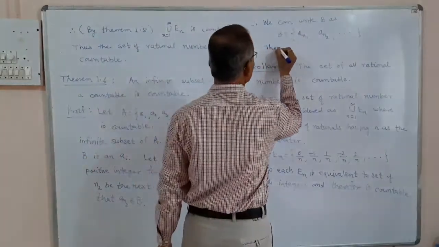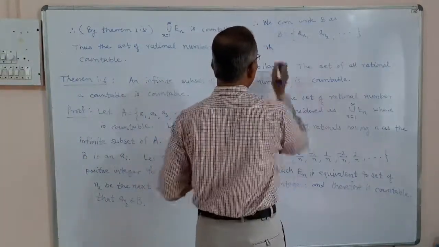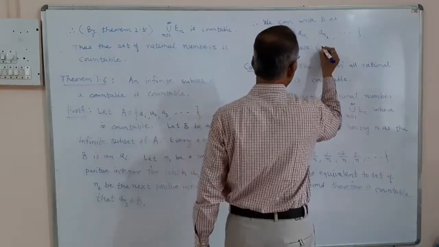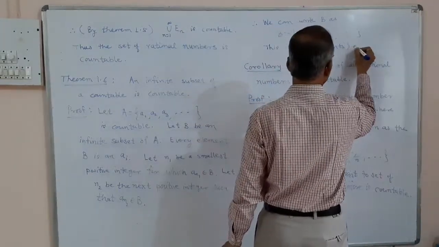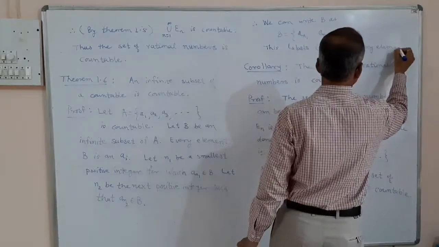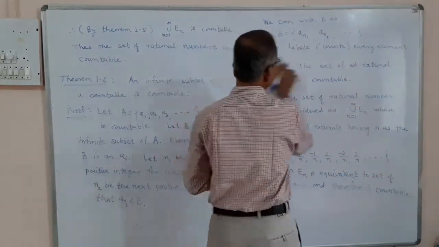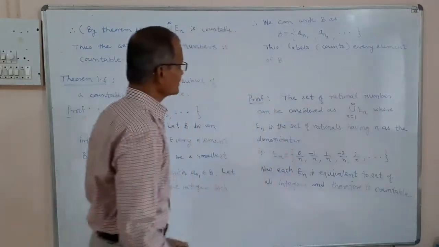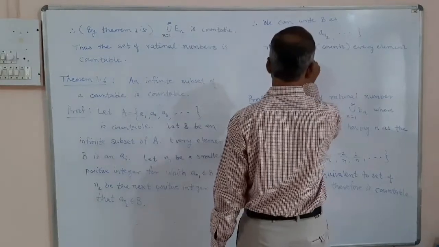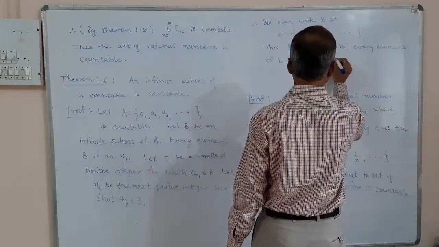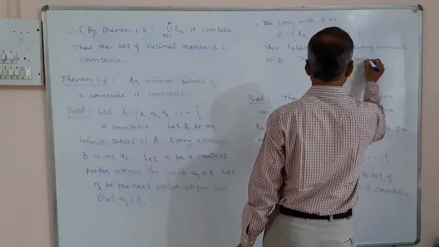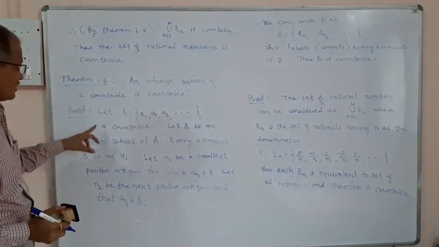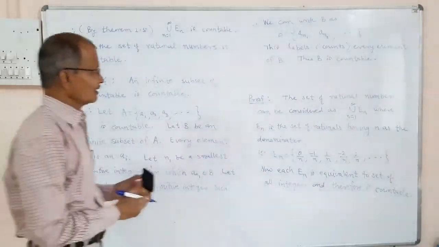So this labels, or counts, every element of B. Therefore, B is countable. And this completes the proof. That means if B is an infinite subset of a countable set A, then it is countable. This proves the result.